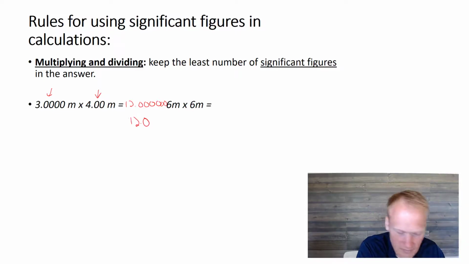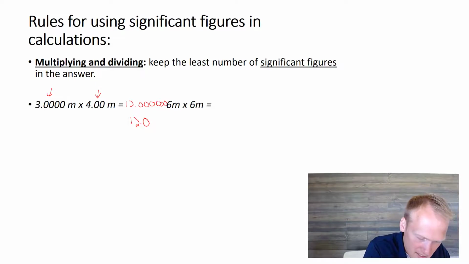12.0. This number here would be 6 times 6, which is 36 meters, but we're only allowed to keep 1 sig fig because each of those numbers only has 1 sig fig. So this 6 would round the 3 up, and this would become 40. You cannot put a decimal place on that.